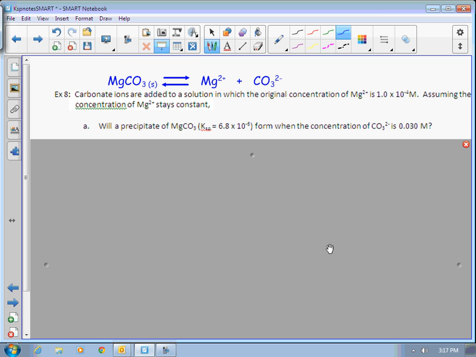All right, so what about the math? We have this circumstance where carbonate ions are added to a solution in which the original magnesium ion concentration is this. We're going to keep the magnesium constant, and the question says, will you get a precipitate if the carbonate ion concentration is this much? Go ahead and calculate that, and in fact calculate the next couple. I want you to calculate A, B, and C, and then come back here and check your work. So pause, do the work, and then check.